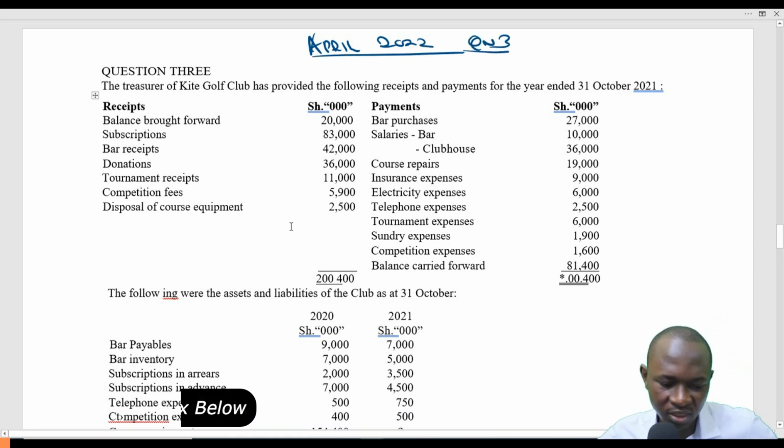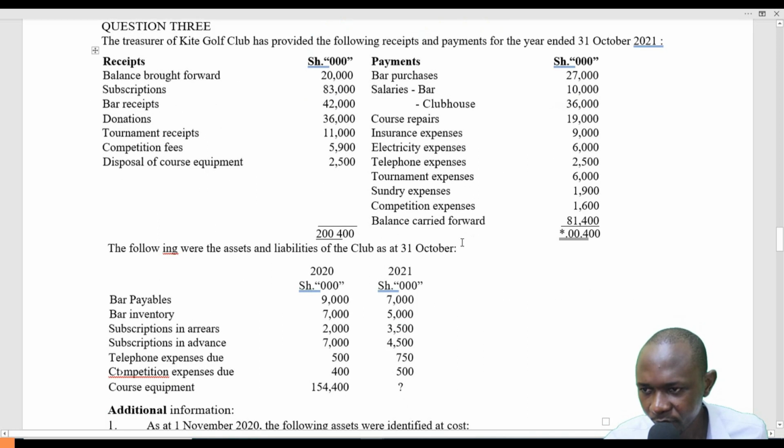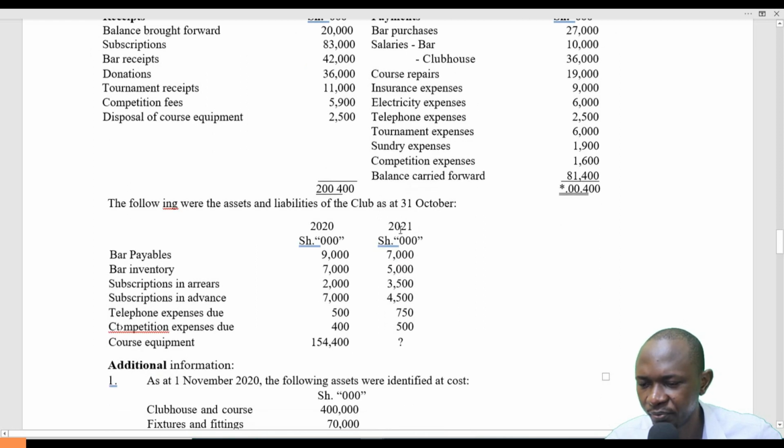The treasurer of Kite Golf Club has provided the following receipts and payments for the year ended 1st October 2021. So these are the receipts, these are the payments. Balance brought forward, subscriptions, bar receipts, donations, tournament receipts, competition fees, disposal of course equipment. Then of course we have the payments: bar purchases, sales. You need to go through all of them. Electricity, telephone, tournament expenses, sand expenses, competition expenses.